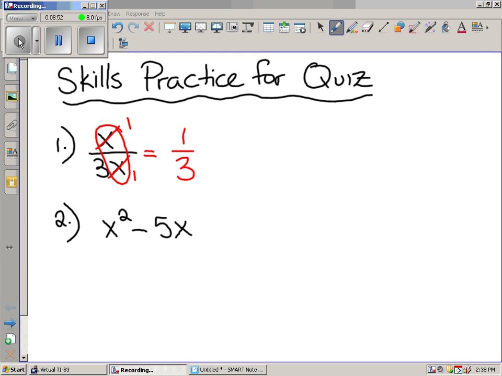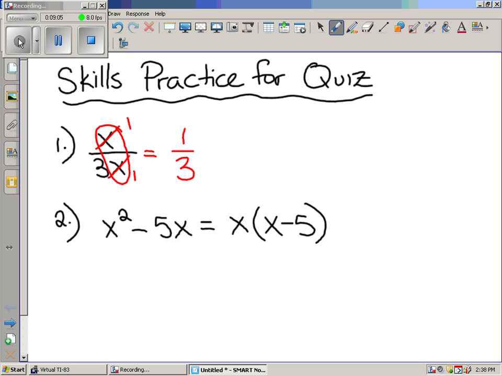Another skills practice. We have x squared minus 5x. Could you do me a favor? Can you factor that? What is it? Yep, x into x minus 5.